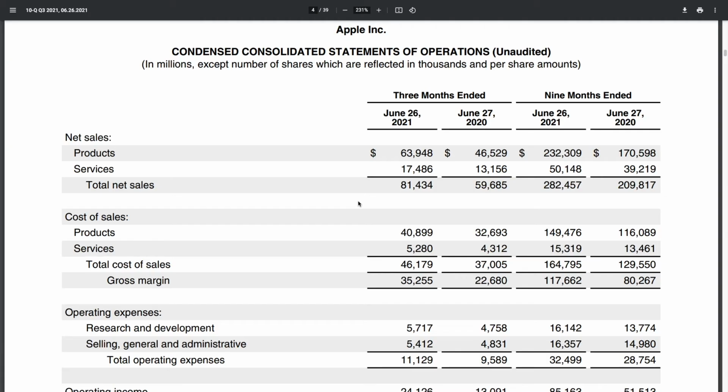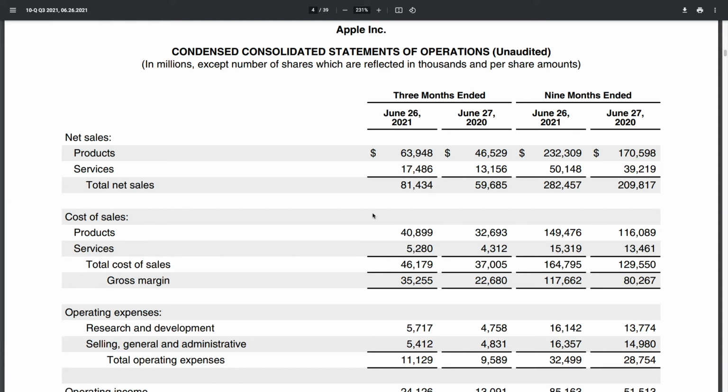So we'll go and take a quick look at the financial statements. So obviously with the income statement, now we're looking at Apple. I want to see the growth of revenue or sales. So we can see that the same previous quarter last year was just under 60 billion, and they've increased this time to 81 billion. And we can see the cost of sales here.